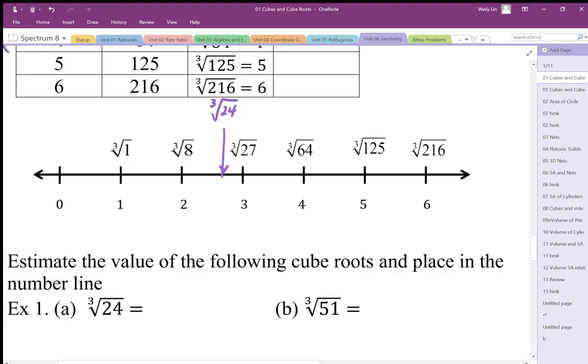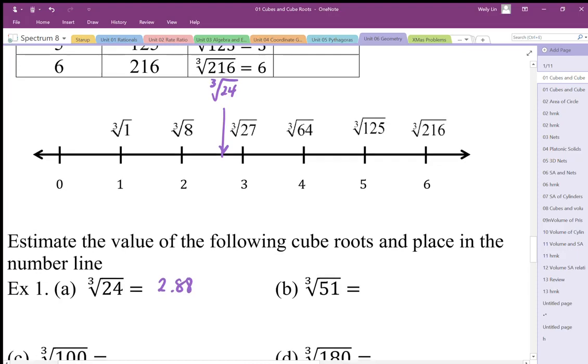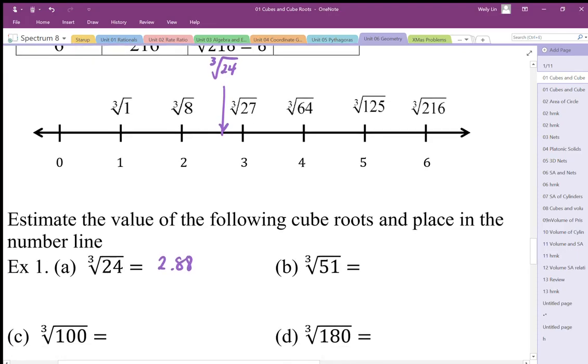And when I do the cube root of 24 on my calculator, I'm going to end up with a decimal value of 2.88. Yeah, that is about right. Yeah, it's going to be in between 2 and 3. And as an estimate, we really just need to be in between those whole number references. And our calculator is going to confirm that.